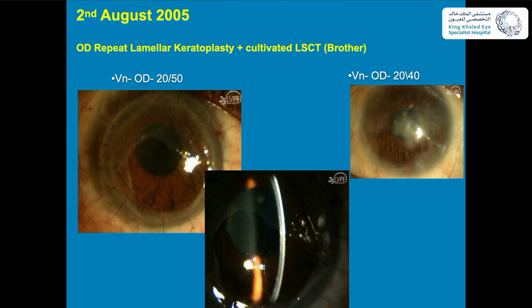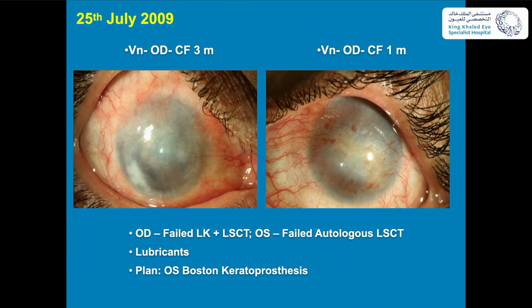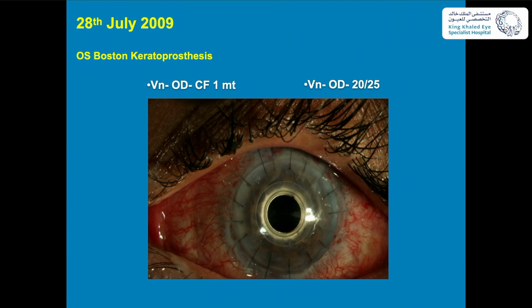So that allowed him to continue his education. Then at one stage, I felt there was some normal limbal tissue, so I did an autologous CLET. In 2009, we reached a stage where all these procedures had failed and there was not much left, and he was not able to go to school. So at this stage, we did a Boston type 1 keratoprosthesis in the left eye. And within a week or so, his vision improved to 20/25.